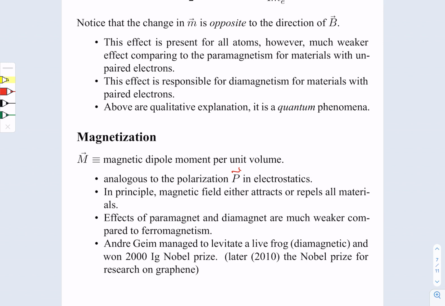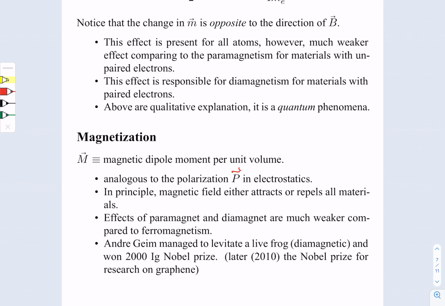So in principle, because materials are either paramagnetic or diamagnetic, there must be some interaction between most materials and the magnetic field, right? But in reality, if you move a piece of wood close to a magnet, you don't see anything happening, right? That's because this effect is actually extremely small.